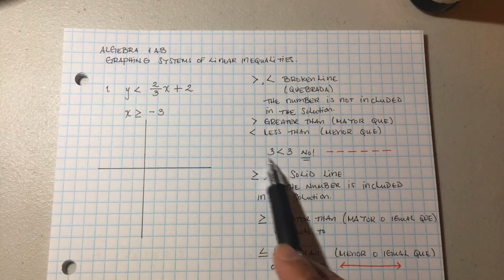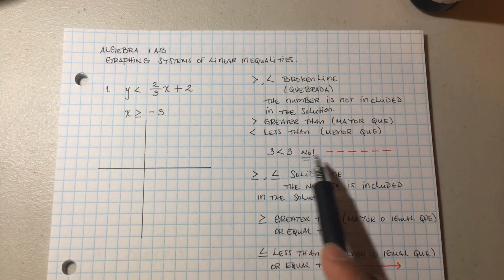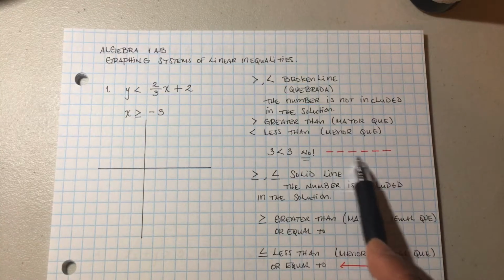This means that the 3 is not included in the solution. Well, how do we represent that? We use a broken line.